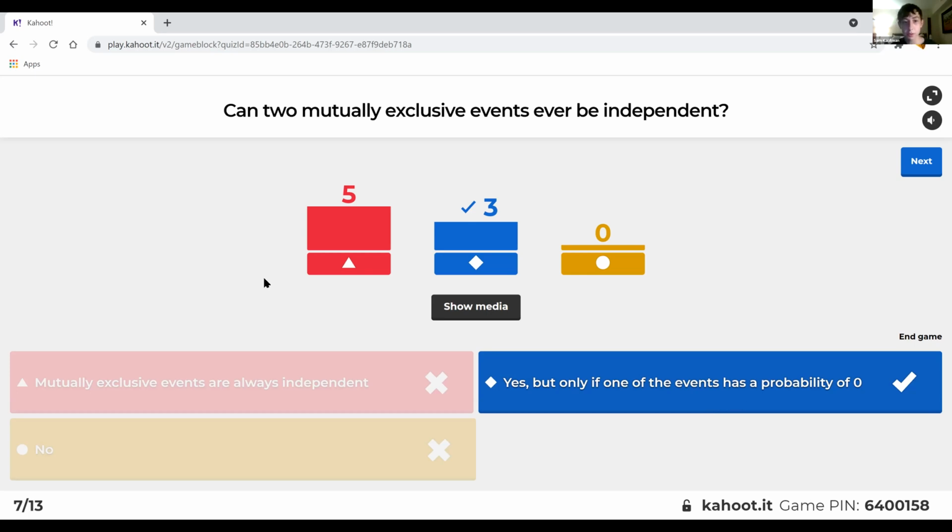The only way you can get two mutually exclusive events to also be independent is if one of the events has a probability of 0, meaning it never happens. So rolling a 7 on a 6-sided die and rolling a 3 on a 6-sided die are mutually exclusive events, and they are also independent because the probability of getting a 7 is always 0. So if you roll a 3, that will not change the probability of whether you can roll a 7. Hopefully that makes some sense.